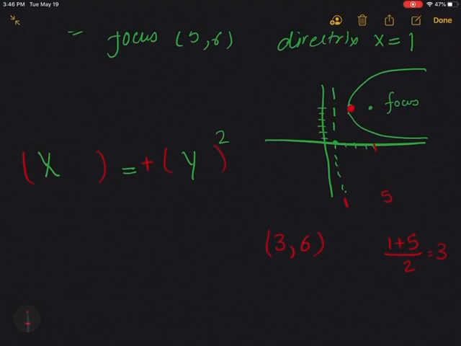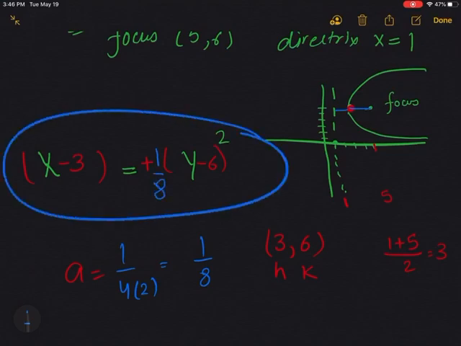Now let's adjust these numbers in the equation. h goes with x and k goes with y, so it would be x minus 3, y minus 6. The last thing I need to do is solve for the a value, which is 1 over 4 times the distance. How far is this vertex from the focus point or the directrix line? Both ways it's 2 units, so the p value would be 2. Plug it in, and the answer is 1/8, so it's going to be 1/8 here in the equation. That's pretty much all for this part. That's how we deal with this type of problem.